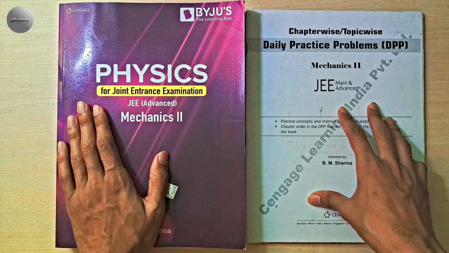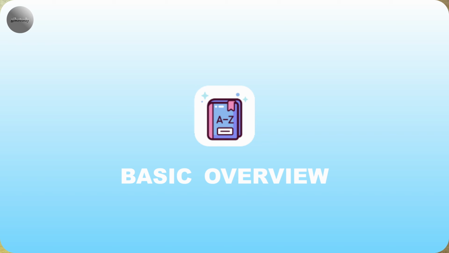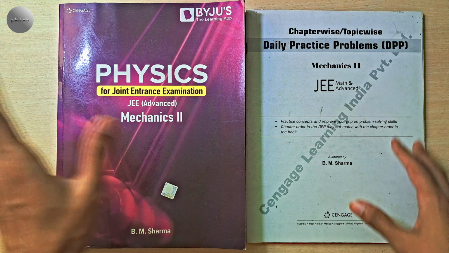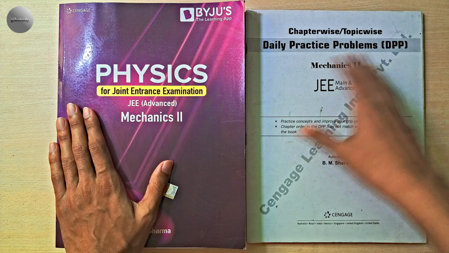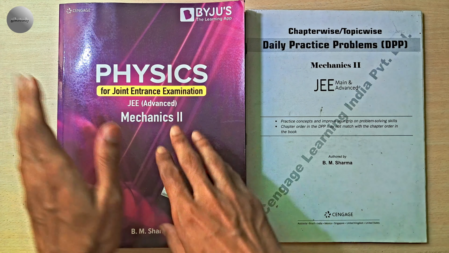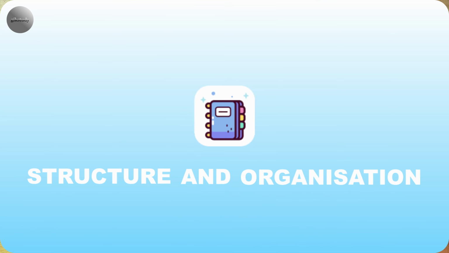Is this Cengage Mechanics 2 really worth it for JEE Advanced aspirants? Let's deep dive into it. So in the basic overview, you get a book. Here you can see Cengage Mechanics 2, and here is the DPP Mechanics 2 for Main and Advanced. Basically this book and this DPP are actually for Advanced. Also you can use it for Main and Advanced.